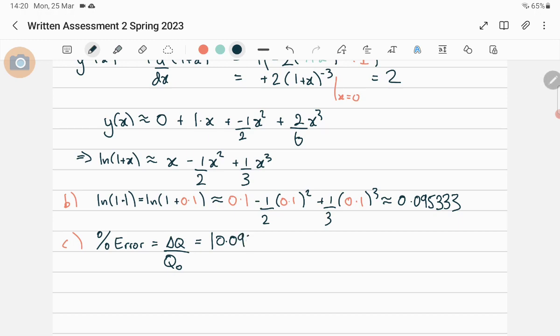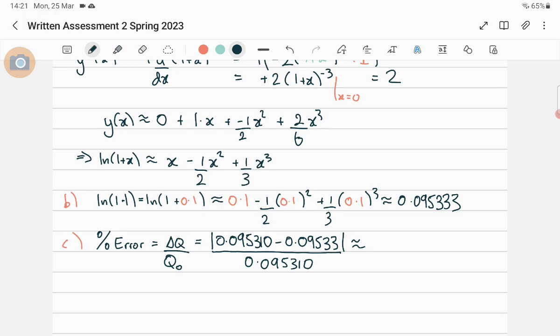0.95310 minus the approximation, which is 0.09533. We can see there's a small difference here, divided by the exact figure, which is correct to 5 significant figures in the question, this one. And we'll pause to get this out of the calculator. And it is truly tiny. I think I'm going to have to multiply by 100 just to even really see it.